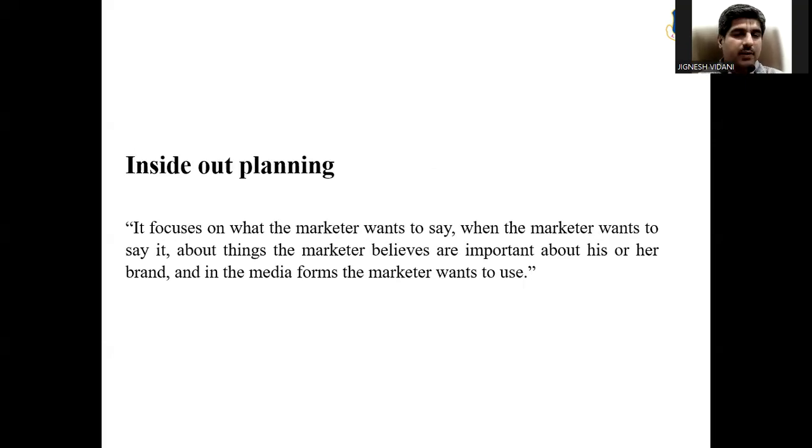Inside out planning. It focuses on what the marketer wants to say, when the marketer wants to say it, and about things the marketer believes are important about his or her brand and in the media forms the marketer wants to use.